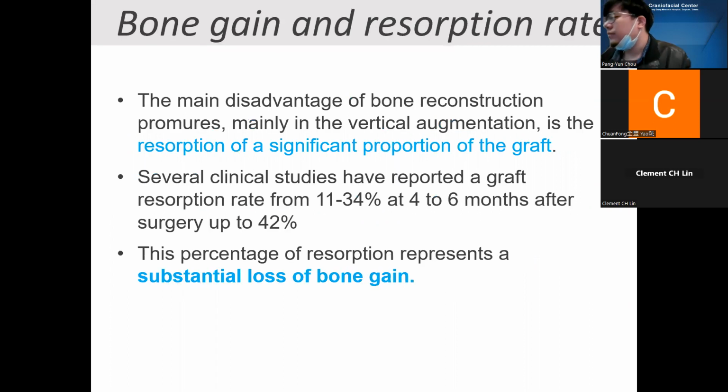The main cause of failure in this bone reconstruction is the resorption of a significant proportion of the bone graft. Several clinical studies have reported graft resorption from 11 to 34% at 46 months after surgery, and even up to 42%, which is a quite substantial loss of the bone gain.